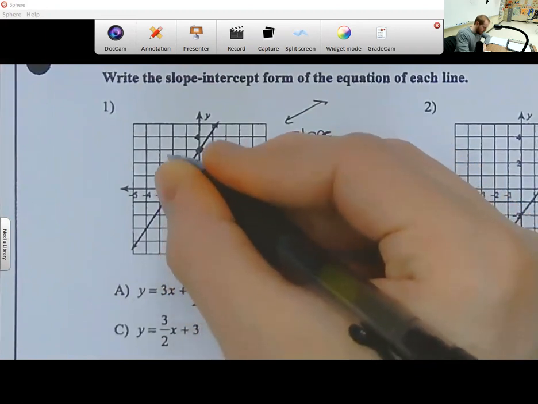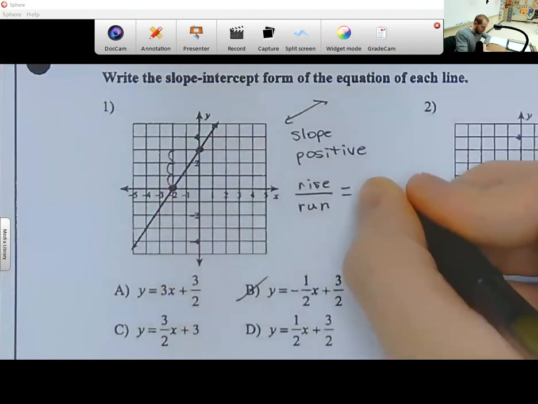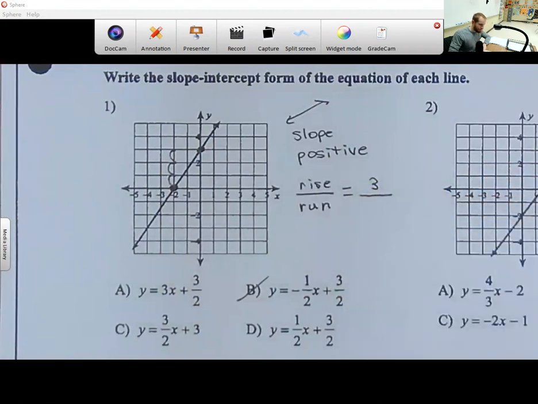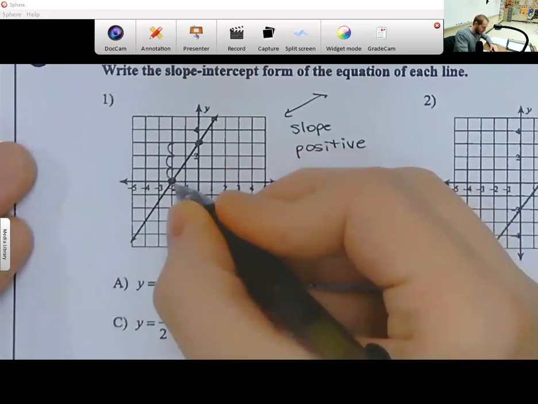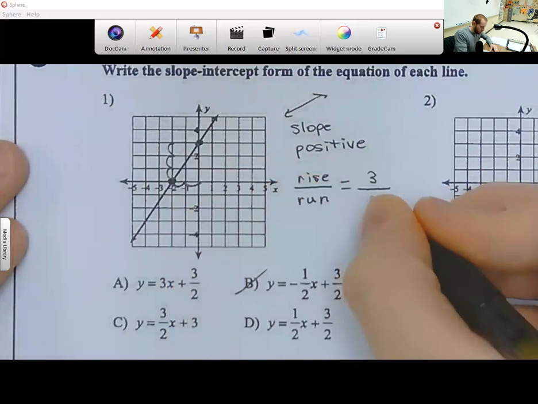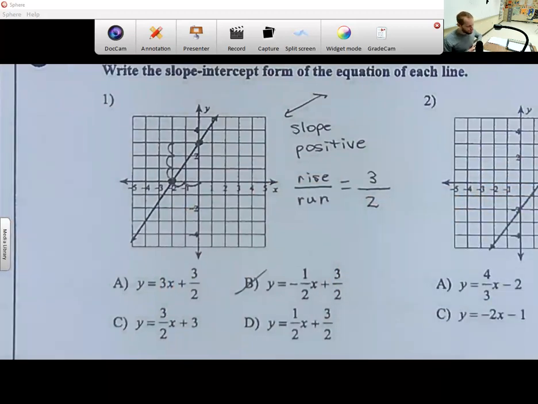1, 2, 3. So the rise is going to be positive 3. It's going up 3 basically. And then how far are we going to the right? How far is the run? Well, to get from the first point to the next point, we are going 1, 2. So the run is going to be 2. Okay, so that's 3 over 2, right? So we already know what the slope is. It's going to be 3/2.